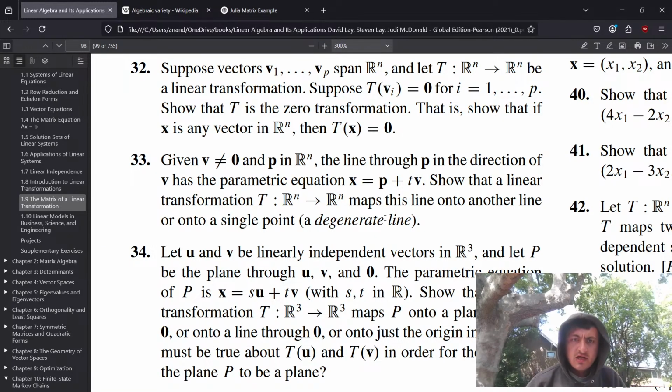Okay, so given v is not the zero vector and p is in Rn, the line through p in the direction of v has the parametric equation x is equal to p plus tv. Show that a linear transformation from Rn to Rn maps this line onto another line or a single point. All right, this does seem like a pretty good problem too, actually. See, these are the problems that I feel like we should be doing because they're harder. It's not just computing; it's actually thinking about what's going on.